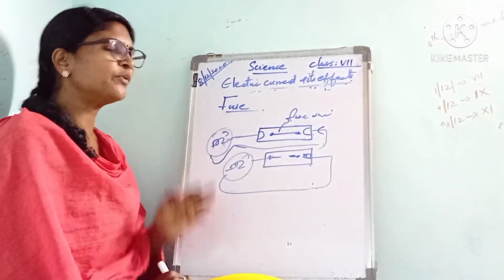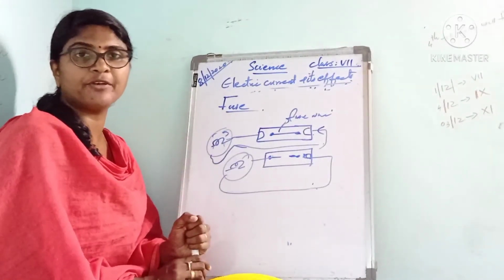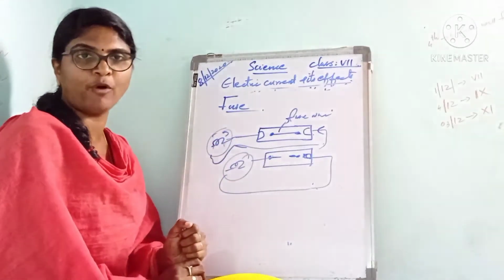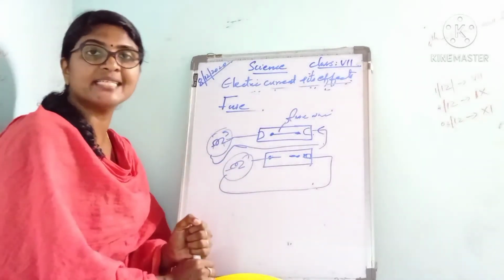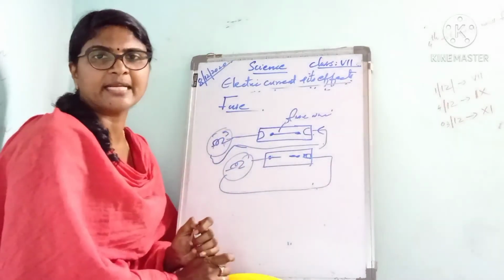Next we can see how a fuse works, the working of an electric fuse. An electric fuse is a special type of wire which is a part of the electric circuit.